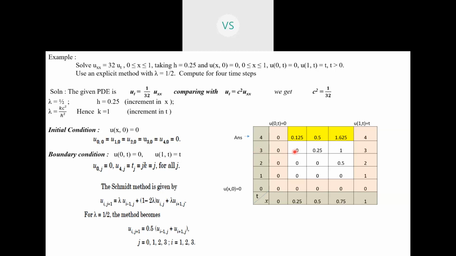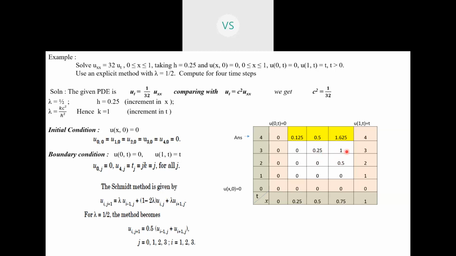Now here you have to find the value. So over here, this will be your left term, this will be your right term. So 0.5 into left term plus right term, it is 0 plus 0, 0. Now for this 0.25 term, this will be your left term, this will be your right term. So 0.5 into bracket left term plus right term. So 0.5 into 0.5 will be 0.25. So you are getting the 0.25 value over here.